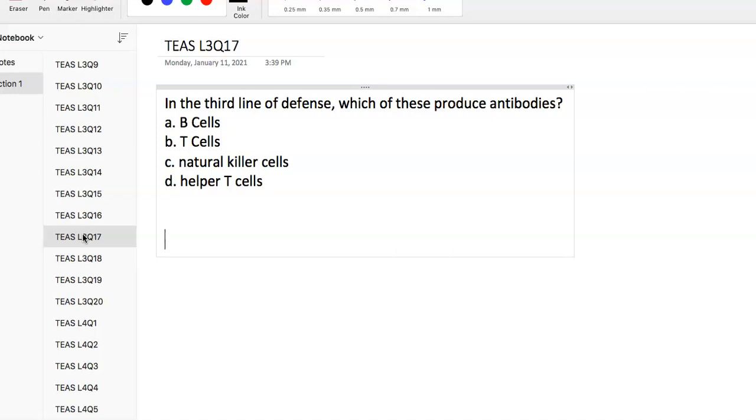All right, we got 4 left here, guys. In the third line of defense, which of these produce antibodies? Is it B cells, T cells, natural killer cells, or is it helper T cells? And the answer we want is B cells, which is answer choice A.